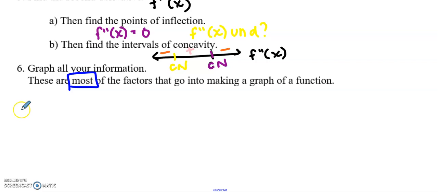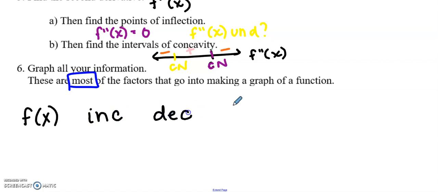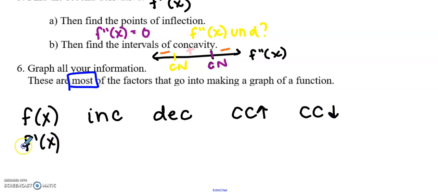So again, remember that your original function, f of x, can be increasing, decreasing, concave up, or concave down, which means that f prime of x, if f is increasing, f prime is positive. If f is decreasing, f prime is negative. So above the x-axis or below the x-axis. If f is concave up, f prime is increasing. If f is concave down, f prime is decreasing.